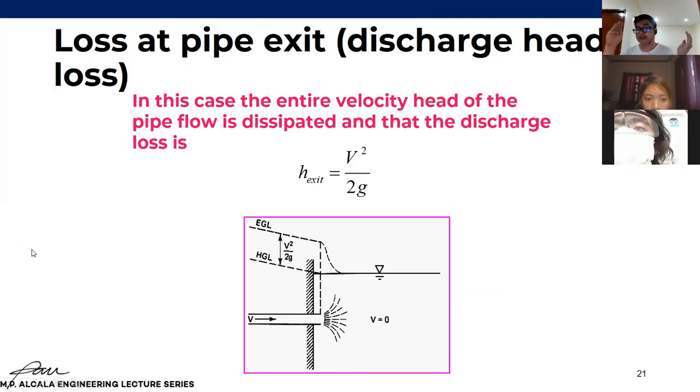So, meron tayong loss at entrance. How about loss at exit? They're almost the same. V squared over 2g lang din. Okay? In this case, the velocity head of the pipe flow is dissipated and the discharge loss is simply V squared over 2g. Do you have any questions so far?